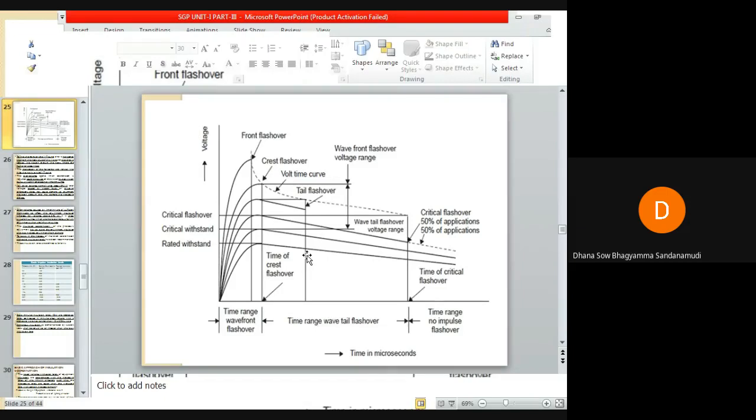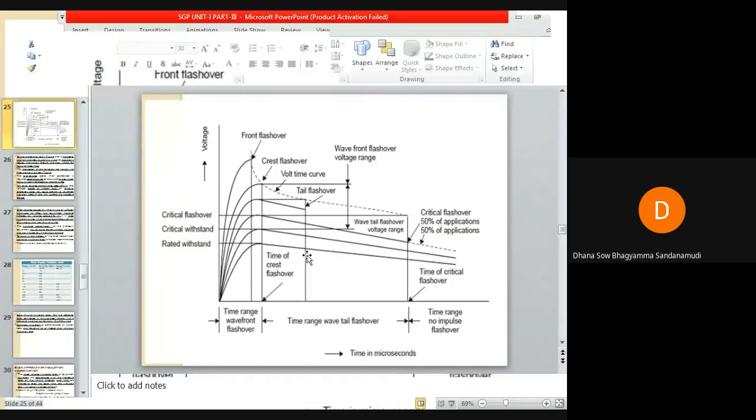If surges occur, proper insulation coordination must be there for the protective equipment with respect to the insulation of the equipment to be protected. If the overvoltage exceeds 345 kilovolts, it will not only damage the protective device, it will also damage the equipment to be protected. So to assist the process of insulation coordination between the insulation of the protective device and the insulation of the equipment to be protected, standard insulation levels are recommended.